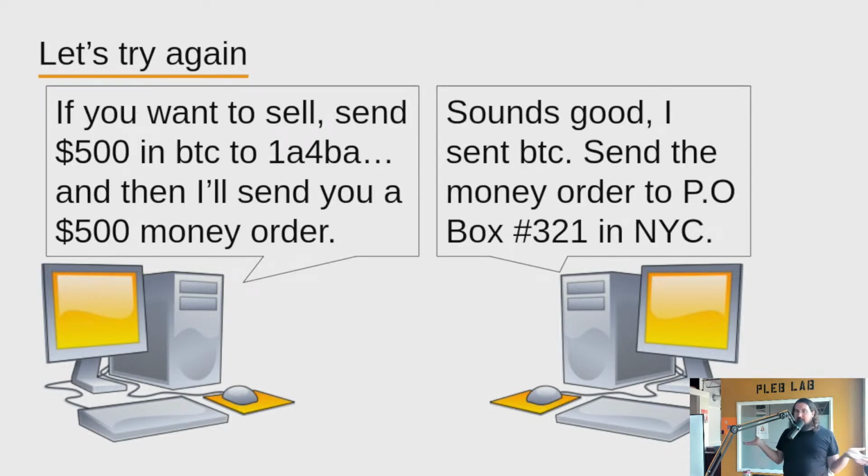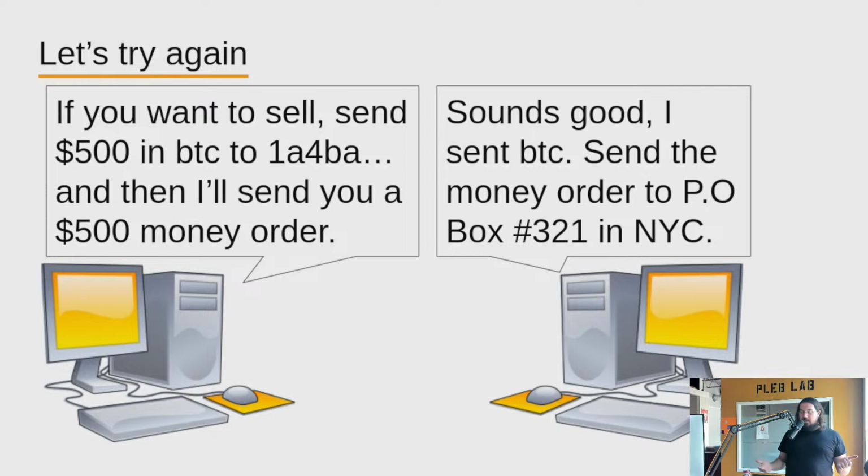So we might try again by reversing the flow. Let's say instead I'm going to post an offer that says, I would like to sell $500 in Bitcoin. So I'm going to put up a Bitcoin address, or I'm sorry, if you want to sell me $500 in Bitcoin, here's my Bitcoin address. You send me the Bitcoin first, and then I'll send you the money. I'll send you the dollars.